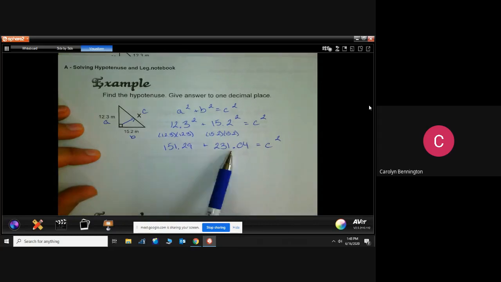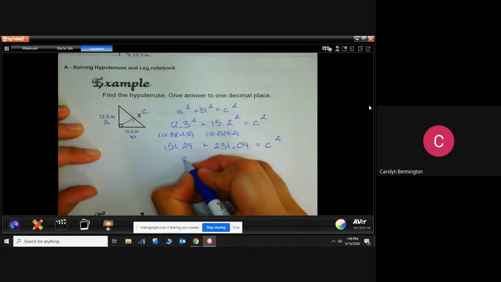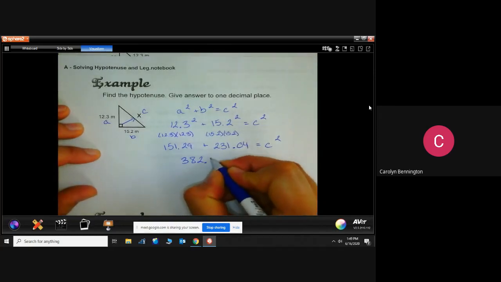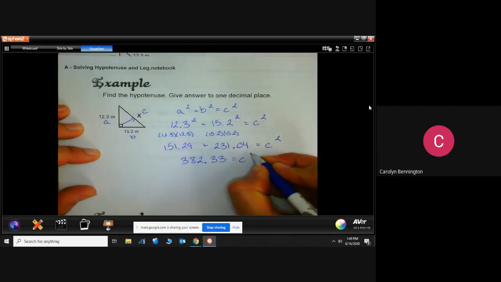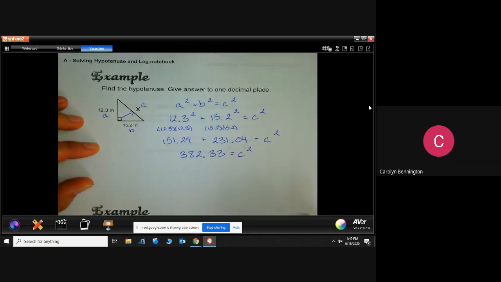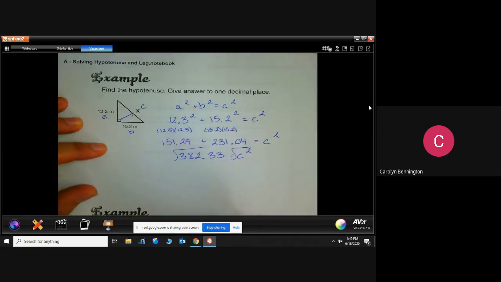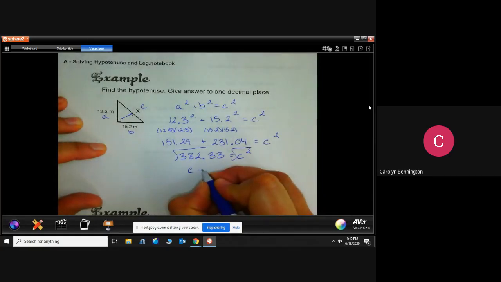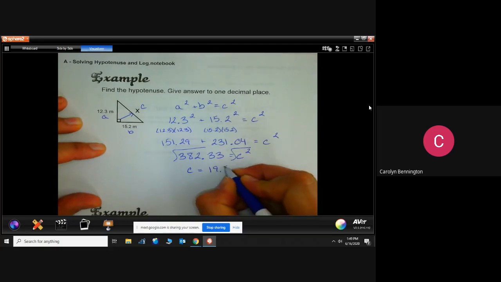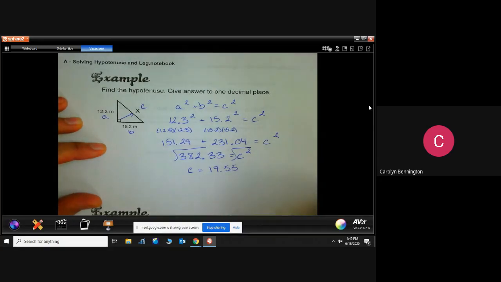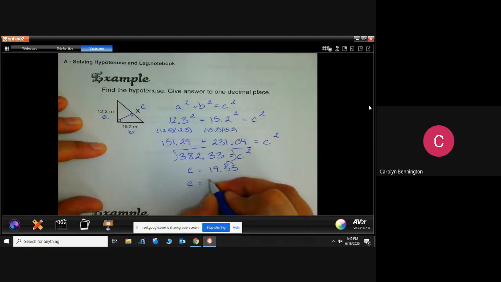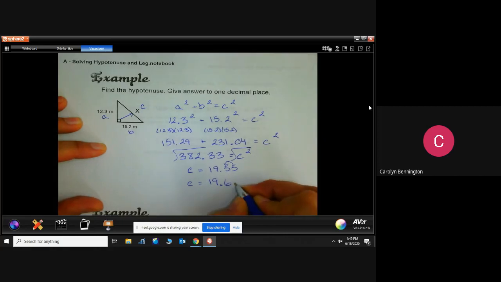So now we want to add our two values together. We'll get 382.33 equals our C squared. And then we want to square root both sides. When we do that, our C equals 19.55, but we just want one decimal place. So the 5 will round the first 5 up to a 6. So our C equals 19.6 meters.